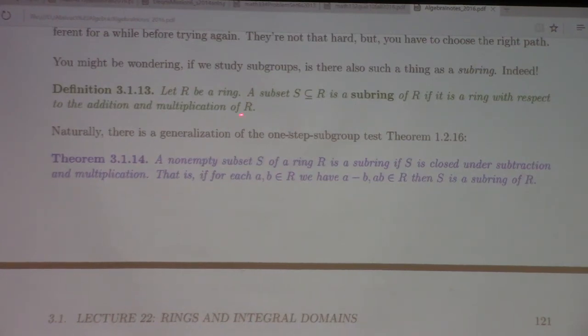Okay, so subring, what's a subring? Well, a subring is a subset of a ring which is a ring with respect to the addition and multiplication of the ring. Guess what? We got a subring test. A non-empty subset S of a ring is a subring if it's closed under subtraction and multiplication. That is, for each a and b in S, we have a minus b and ab are again in S.